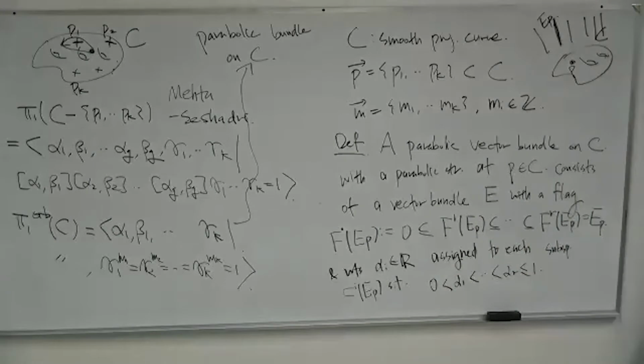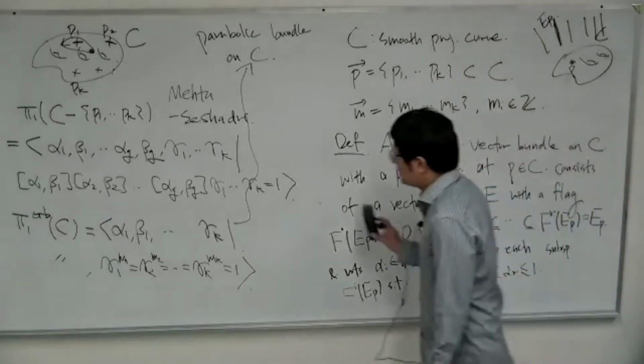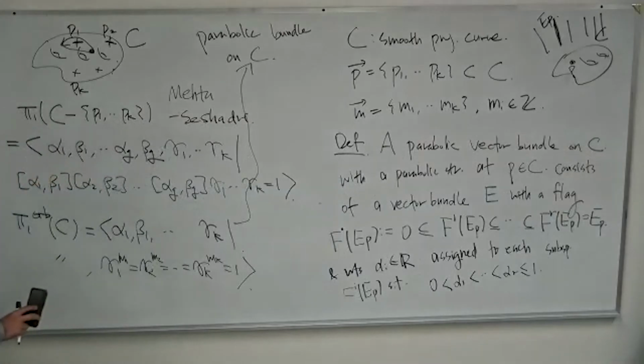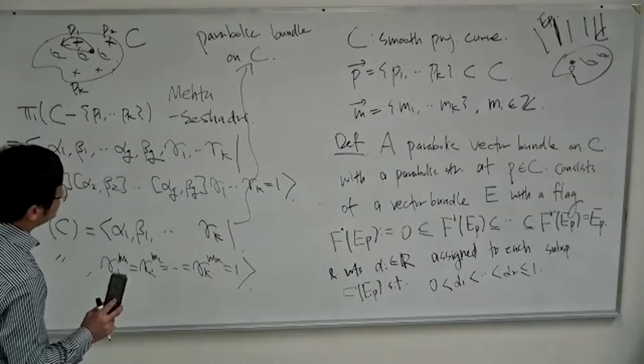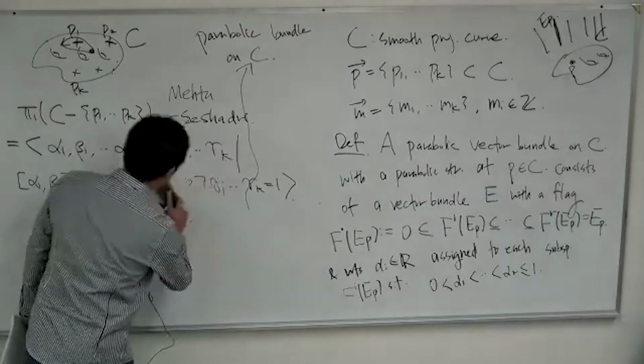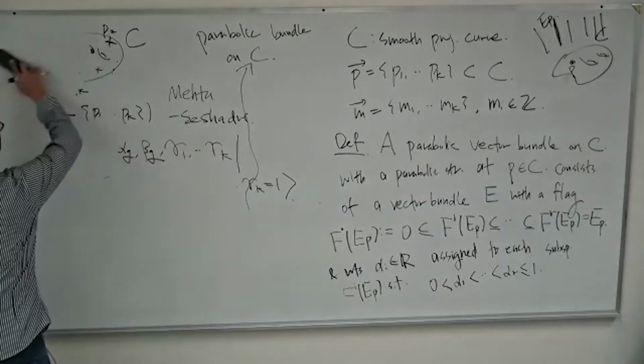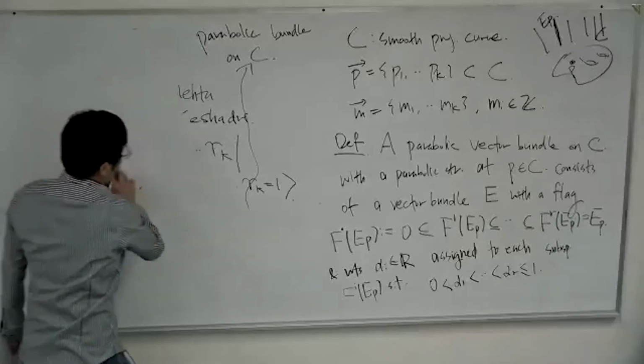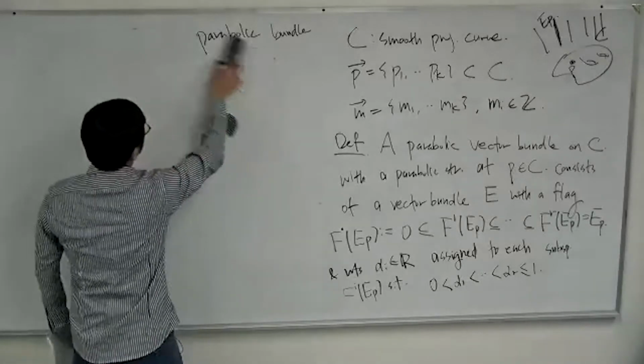Okay, is there any question? No. Okay, anyway, then I can generalize the previous Narasimhan-Seshadri theorem. I can give a certain stability condition on this parabolic vector bundle, and then one can show that this parabolic vector bundle is stable or semi-stable when it comes from a unitary representation.